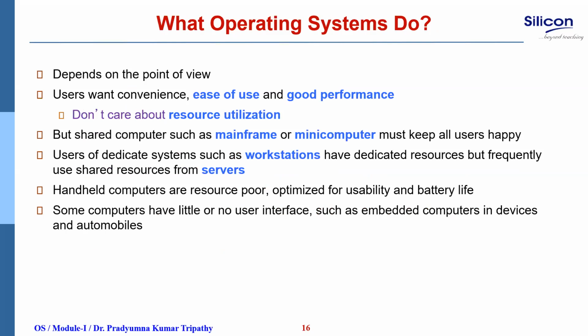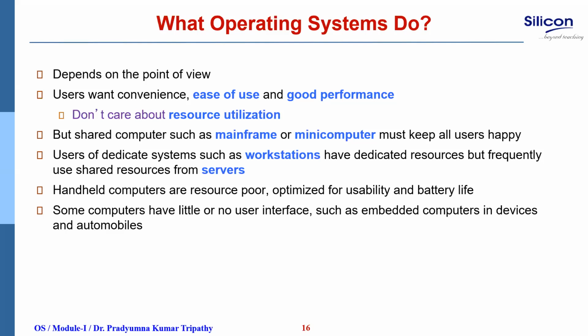What does the operating system do? What must the operating system do? It depends on the point of view. Somebody may have a resource requirement, somebody a management requirement, somebody accounting. It depends on what the user needs. Users want convenience, ease of use, or good performance. They do not care about resource utilization. I just write a program, I want my program to run. I do not care how the resources are utilized.